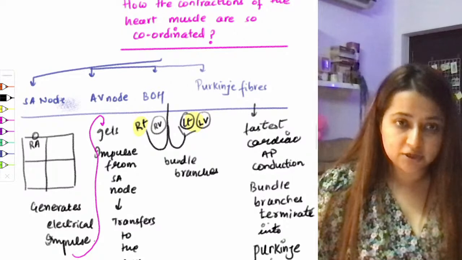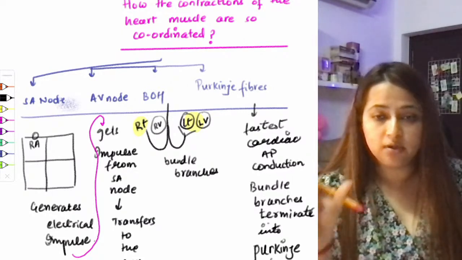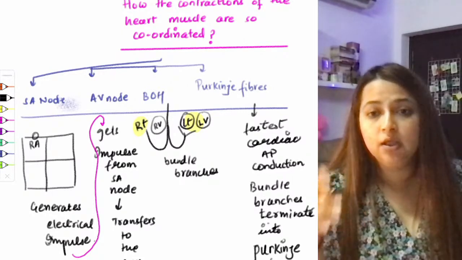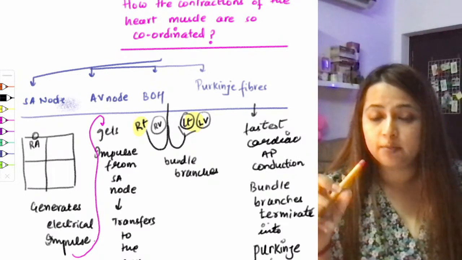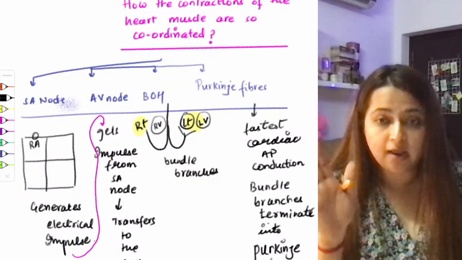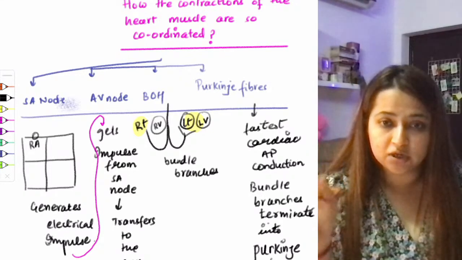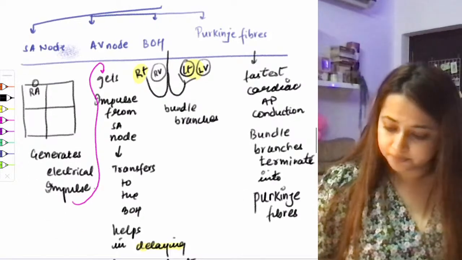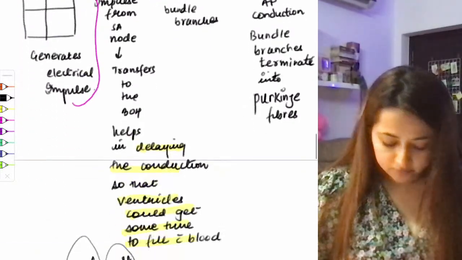So how is this impulse conduction taking place? From the SA node, the impulses reach the AV node, from the AV node into the bundle of His, and from the bundle of His into the Purkinje fibers ultimately. The Purkinje fibers have the fastest cardiac action potential conduction. All right. Moving on.